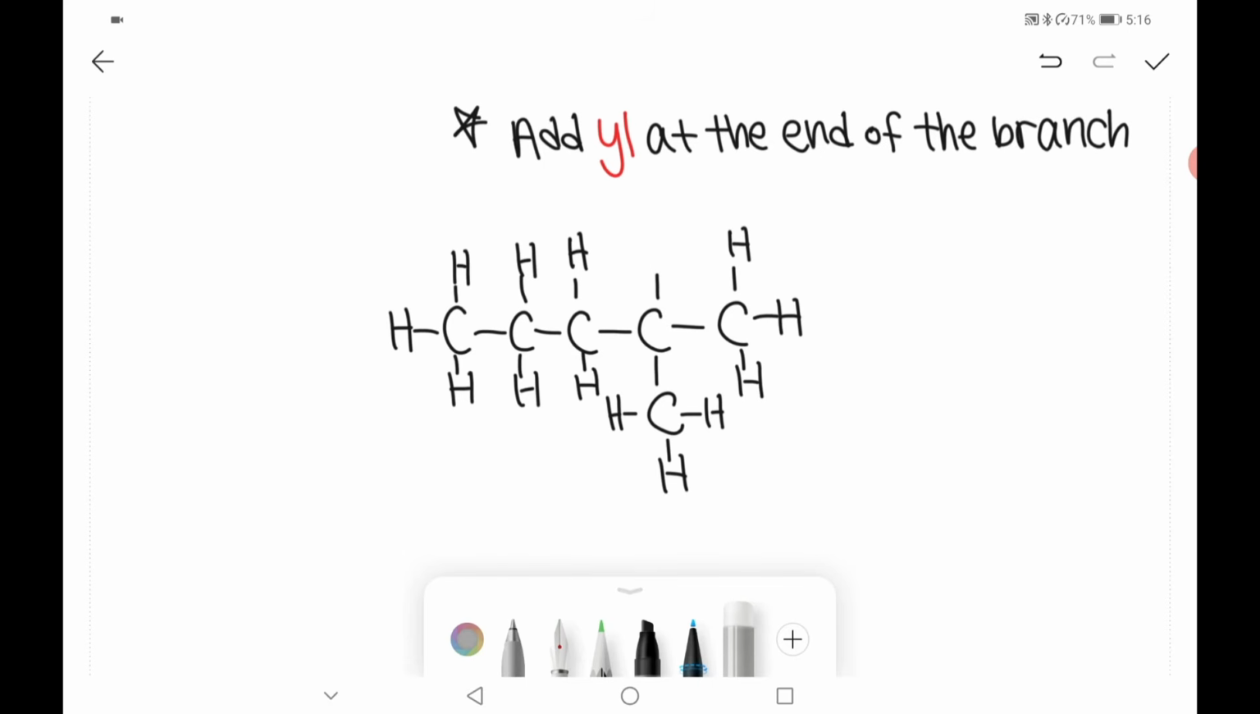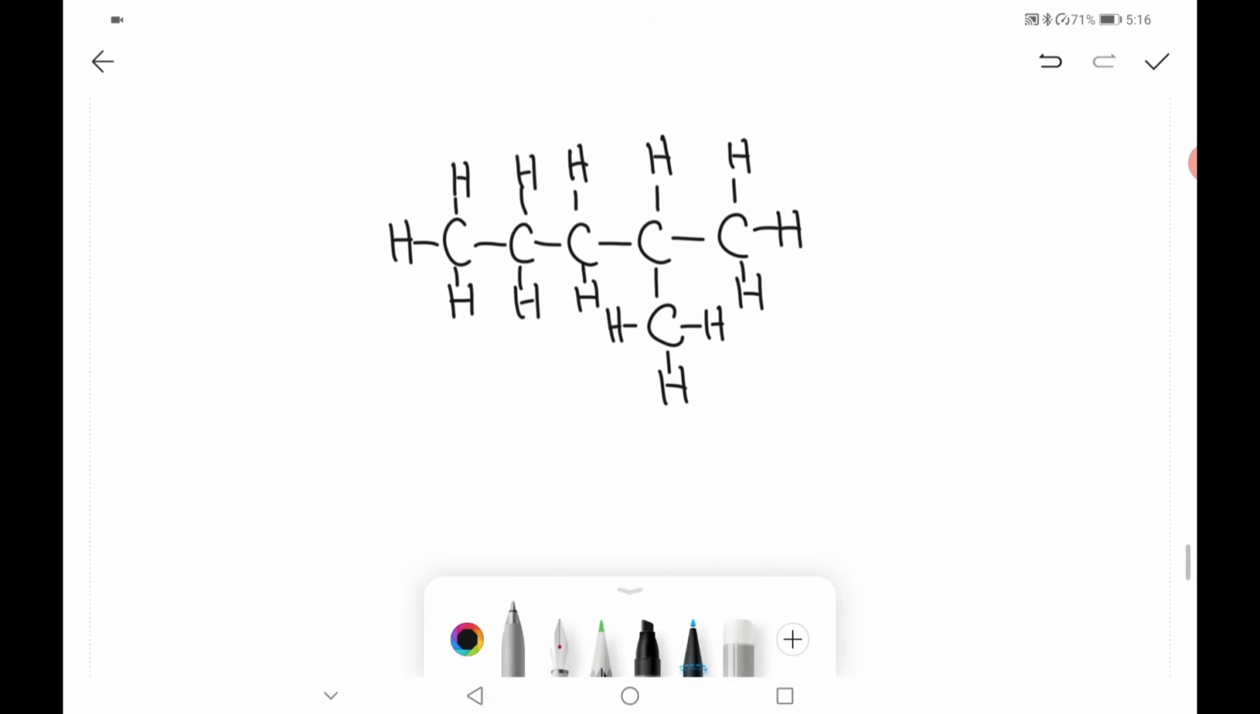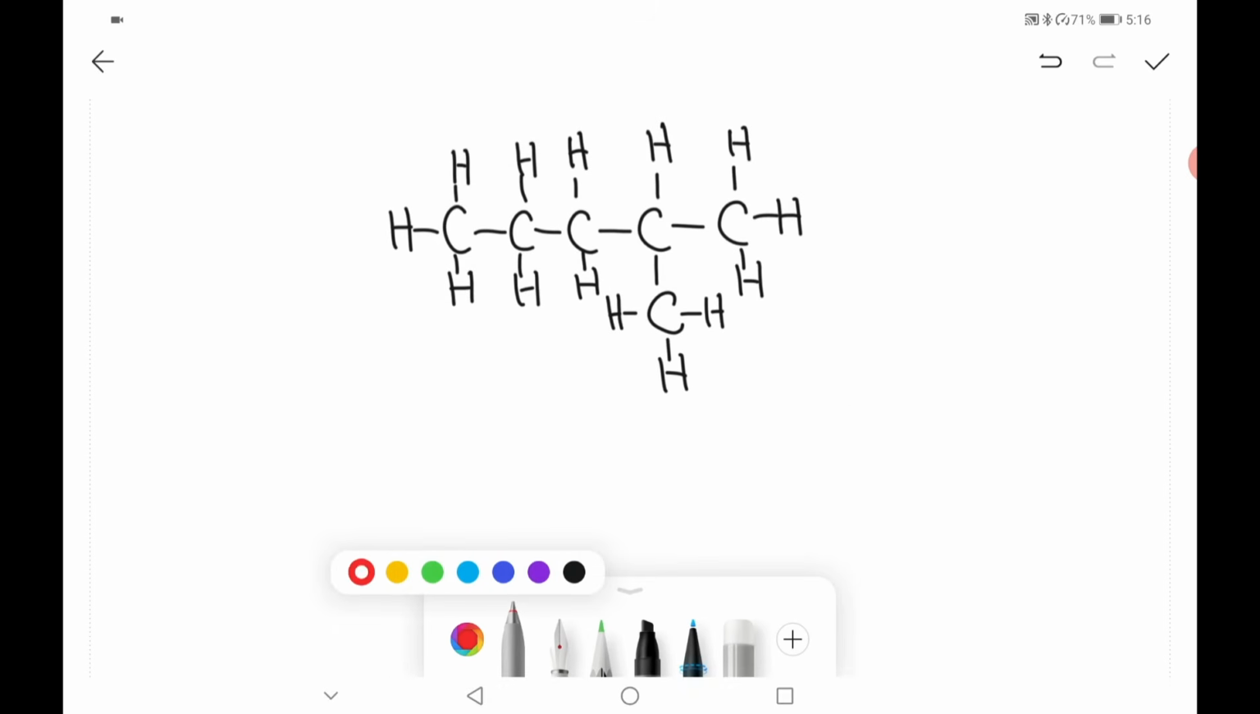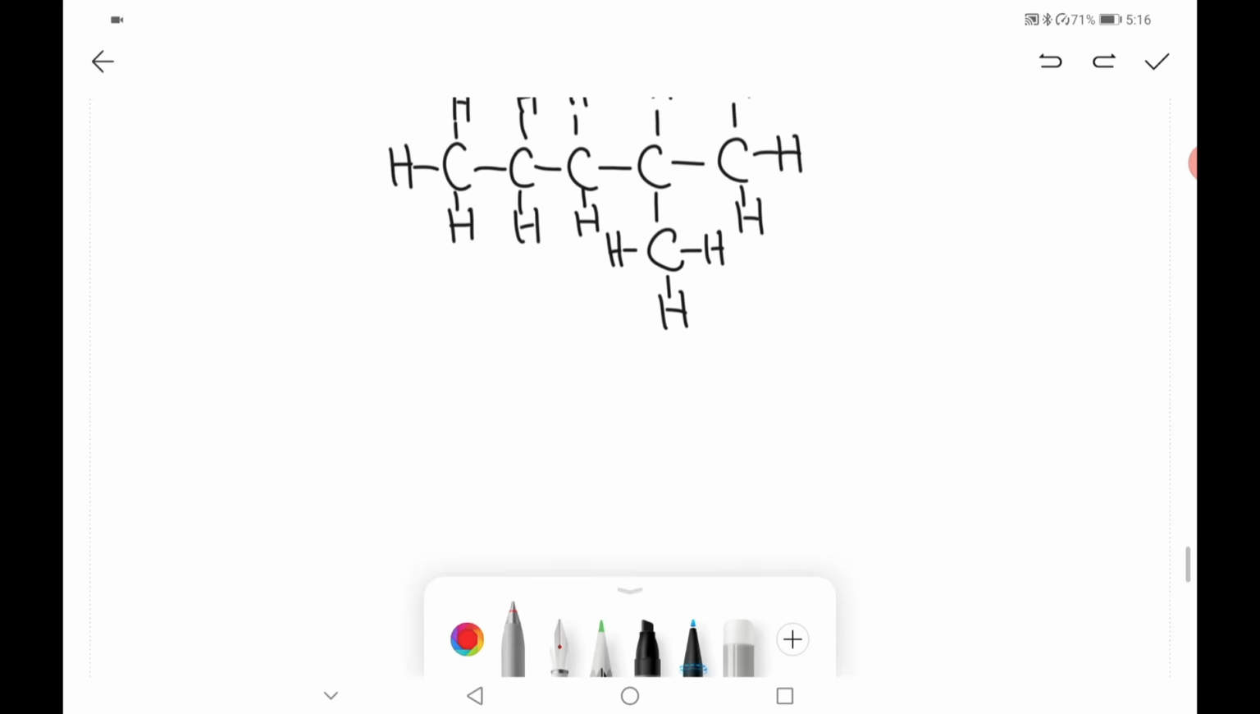So when you want to name a carbon compound, always start the name from the back. Remember, always start the name from the back. The back part of the name is decided by the homologous series. All the carbon are single bond, so this is alkane. So we will let the name end with ane.